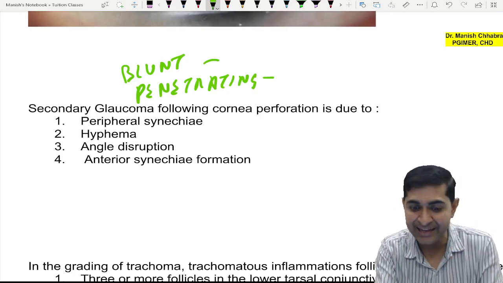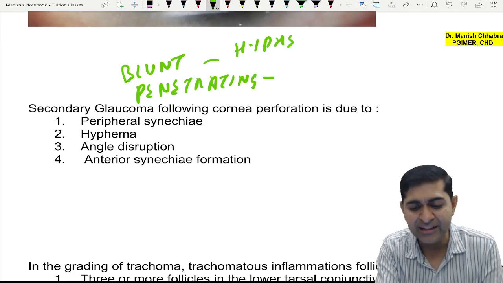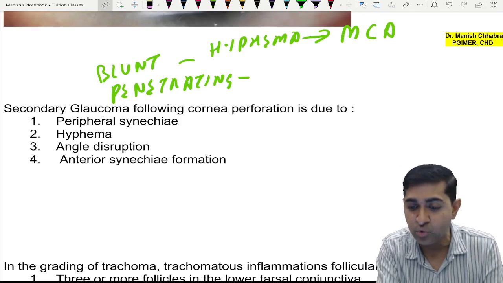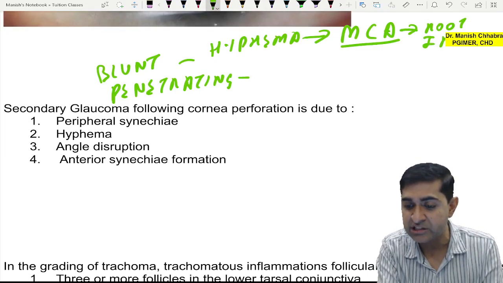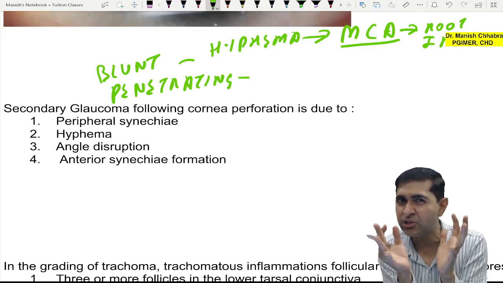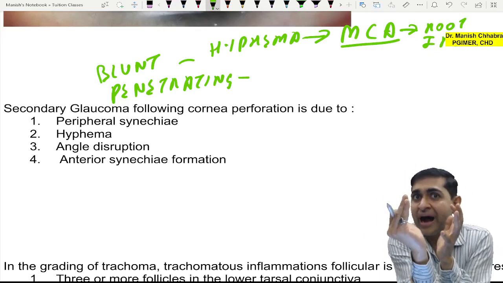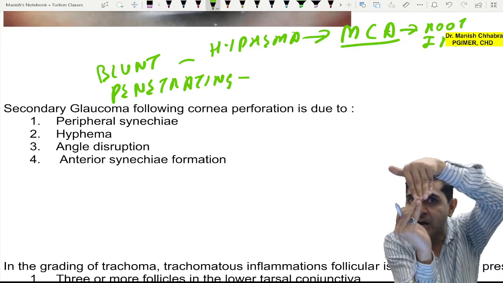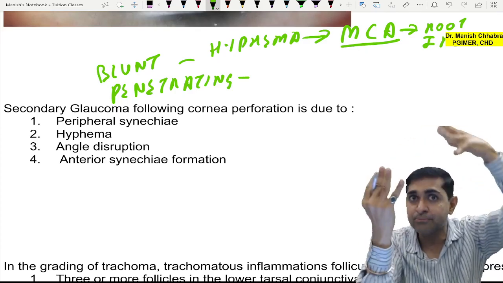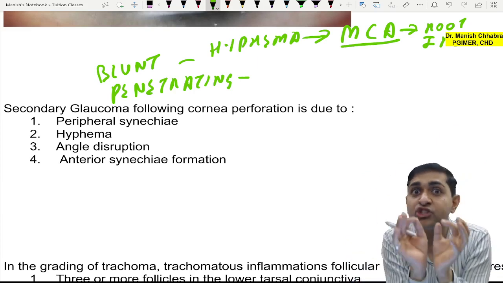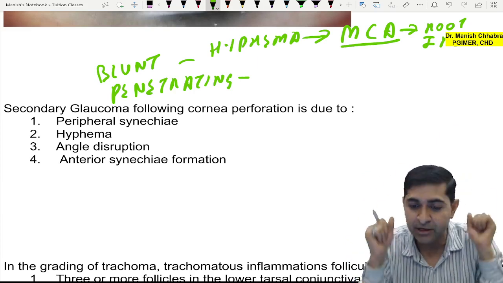Blunt trauma, there can be hyphema. Why there is hyphema in blunt trauma? Due to rupture of major circulus arteriosus, which is present at the root of the iris. Remember, major circulus arteriosus, it is the anastomosis between the long posterior ciliary artery and the anterior ciliary artery. So when there is trauma, it gets ruptured, leading to extravasation of blood in the anterior chamber, leading to hyphema, which clogs the trabecular meshwork.